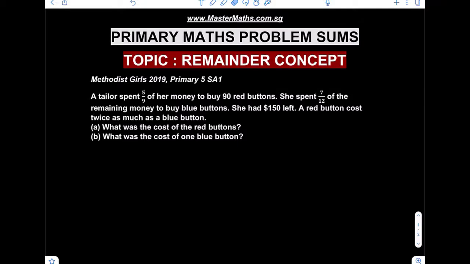A tailor spent 5/9 of her money to buy 90 red buttons. She spent 7/12 of the remaining money to buy blue buttons. She had $150 left. A red button costs twice as much as the blue button. Part A, what was the cost of the red buttons? Part B, what was the cost of just one blue button?